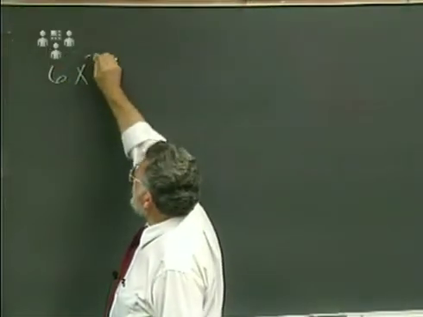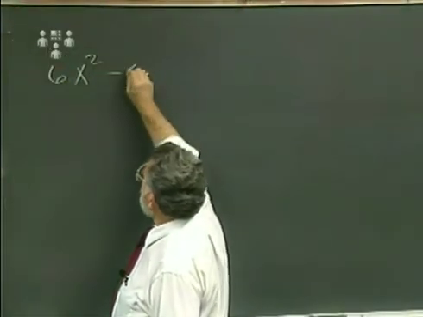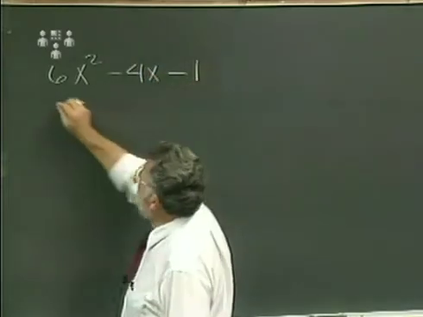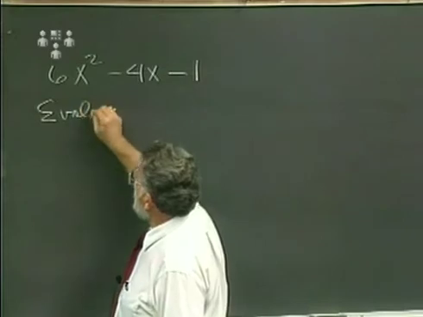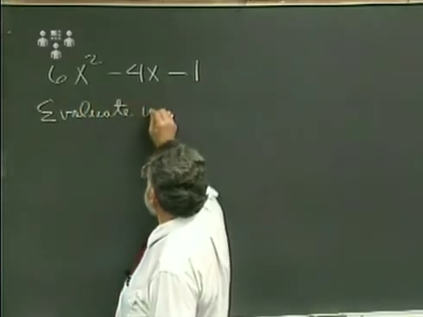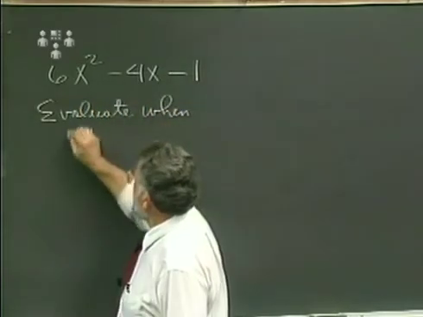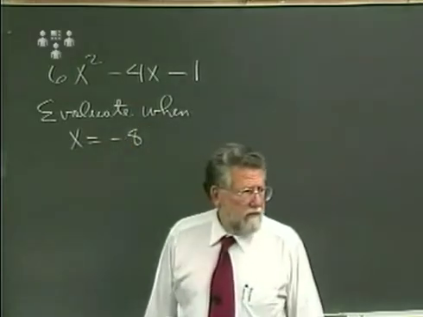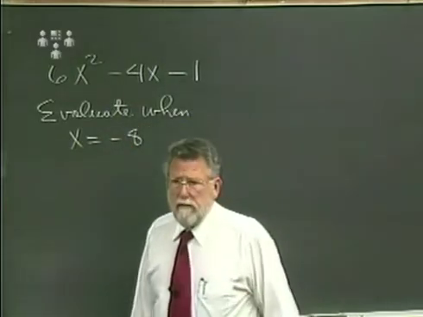6x squared minus 4 times x minus 1. Evaluate when what? Negative 8. Okay? So you substitute.